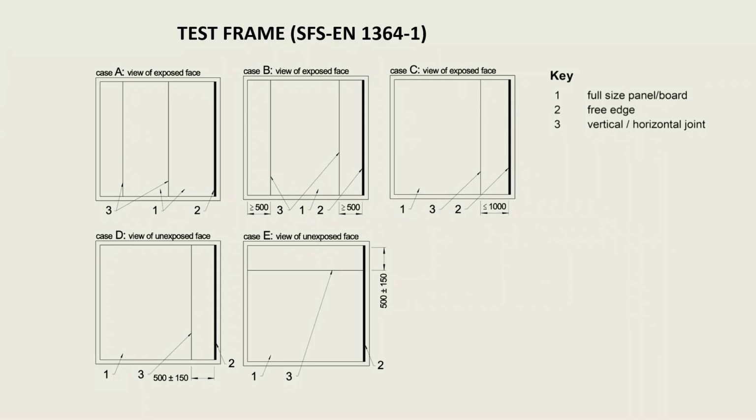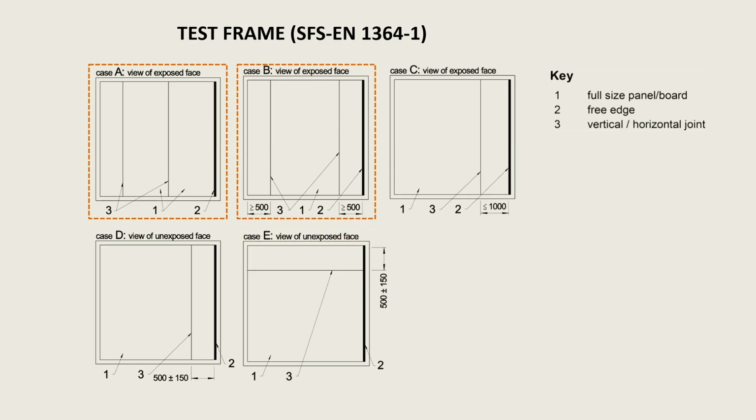This slide illustrates the test frame setup for fire resistance testing as per SFS EN 1364-1. The positioning of panels and joints varies depending on the case. For case A, a free edge is placed next to a full-width board or panel on the exposed face. In case B, if only one full-width panel is used, it is placed in the center with smaller panels, minimum 500 mm wide on each side. In case C, for smaller panels less than 500 mm wide, one is placed next to the free edge.